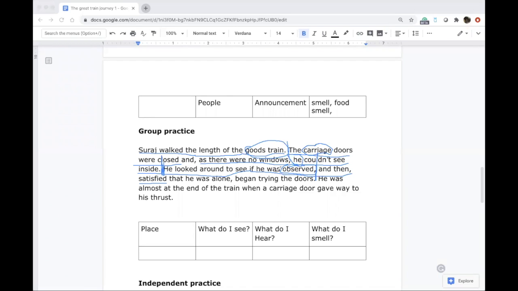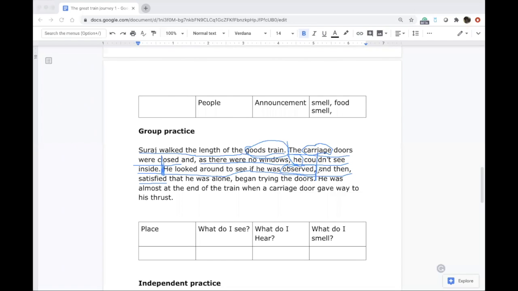He looked around to see if he was observed. That means he is looking around to see if any other people are observing him. What do you think is the meaning of observe? Anyone? Observing. Yes. What is the meaning of observing?